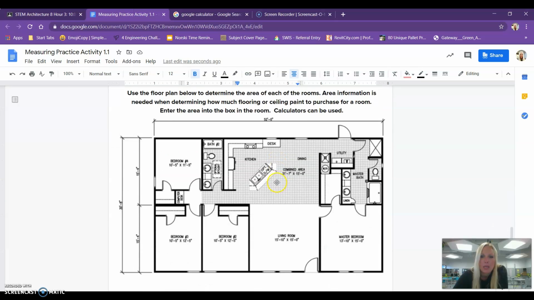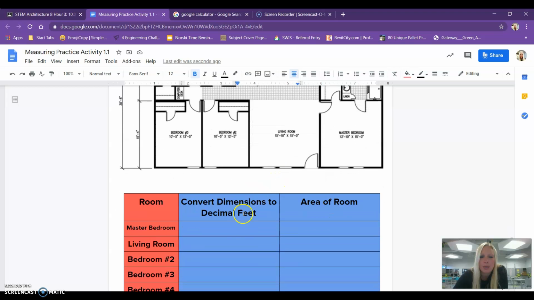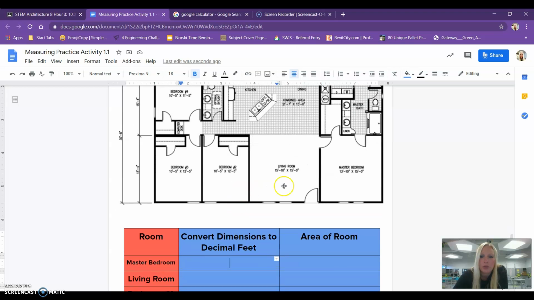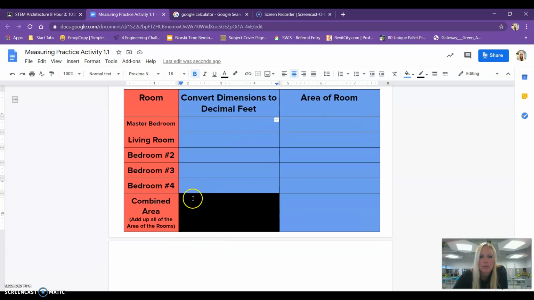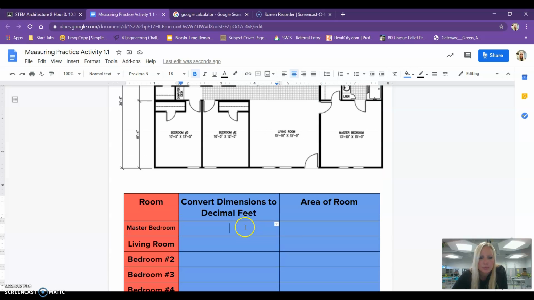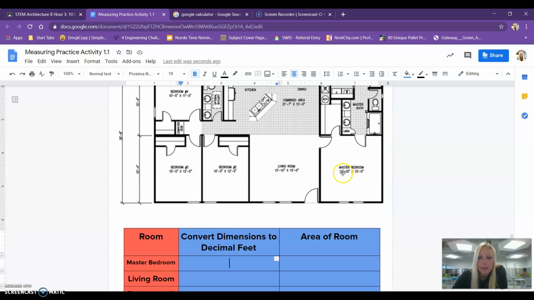Okay? Now at the bottom here in the floor plan, I'm going to do the master bedroom with you, and then you're going to do the rest of them. Notice the combined area is black. You do not put anything in that box. Alright, so my master bedroom is 13 feet 10 inches.